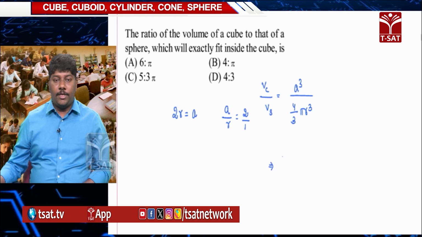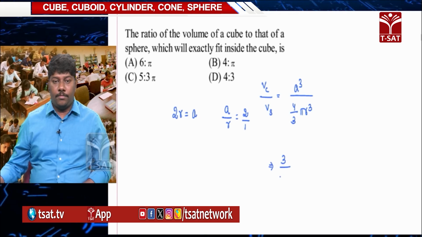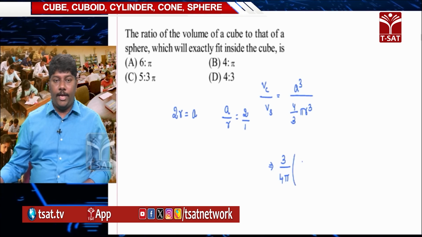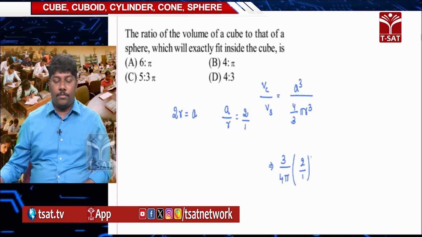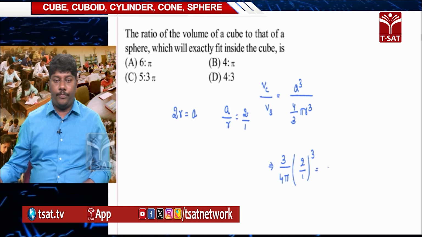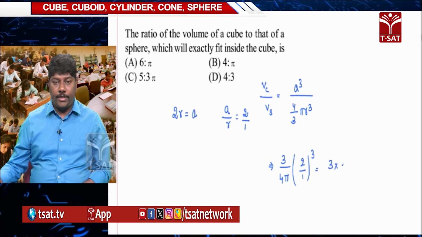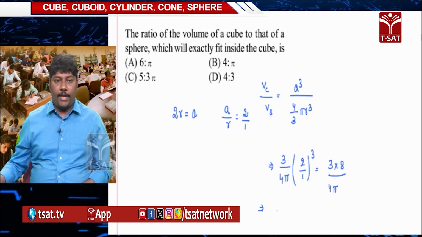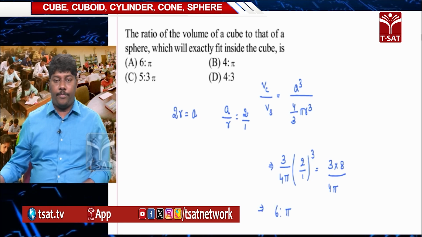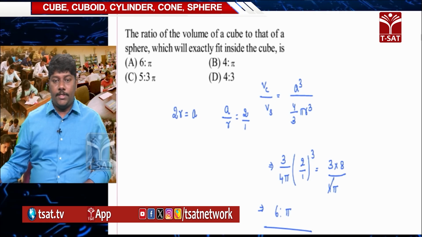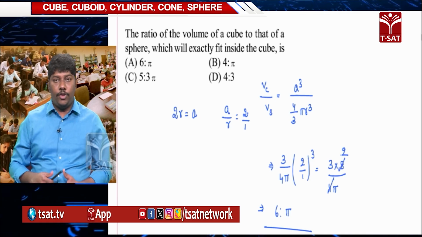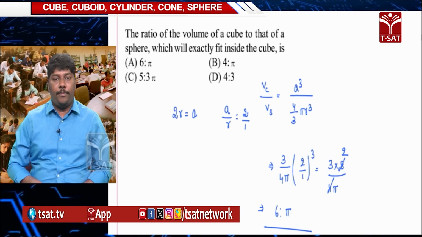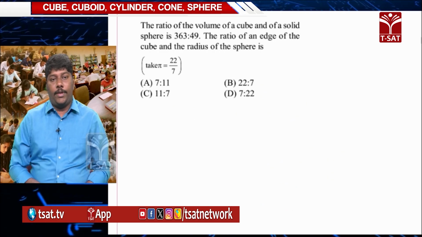The 4 by 3 goes up, then it becomes 3 by 4 pi. You will get A by R whole cube. A by R is 2 by 1 whole cube. 3 into 8. So here 4 ones are, 4 twos are. So numerator is 3 into 2, 6. Denominator is pi. So 6 by pi is same as 6 is to pi here. Now look at the next one.